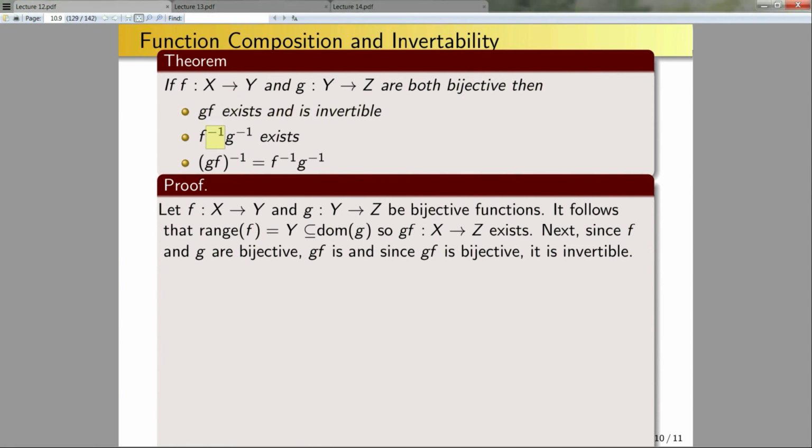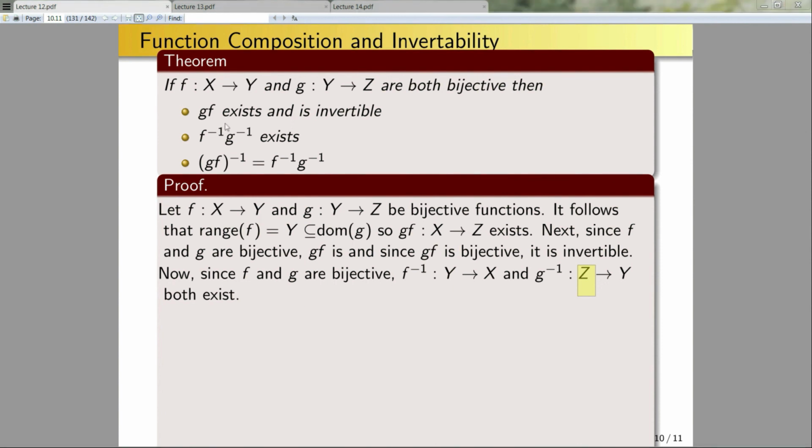Next I need to show that f inverse g inverse exists. To do this, I'll first start by showing that f inverse and g inverse on their own exist, and then I'll show that the composition exists. Since f and g are bijective, f inverse from Y to X and g inverse from Z to Y both exist. Here I'm using the surjectiveness of f and g to make this a Y and a Z instead of the range of f and the range of g respectively.